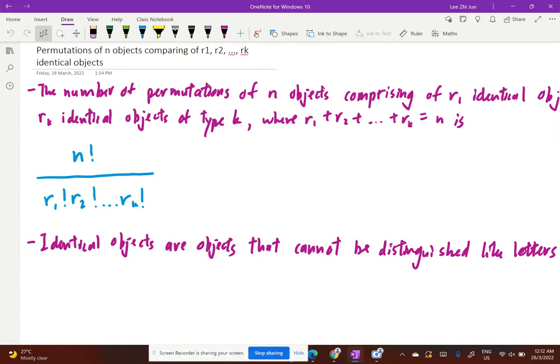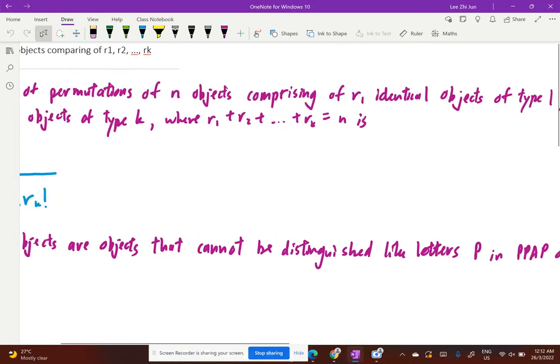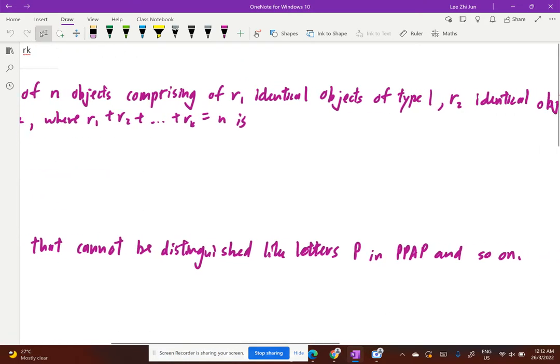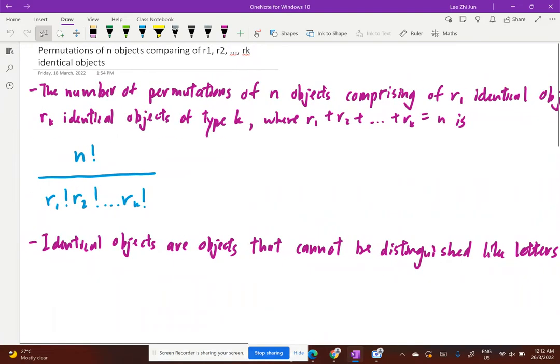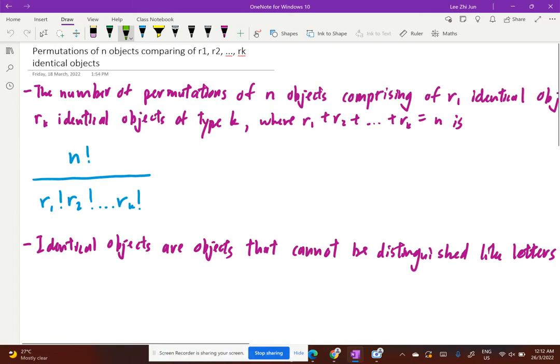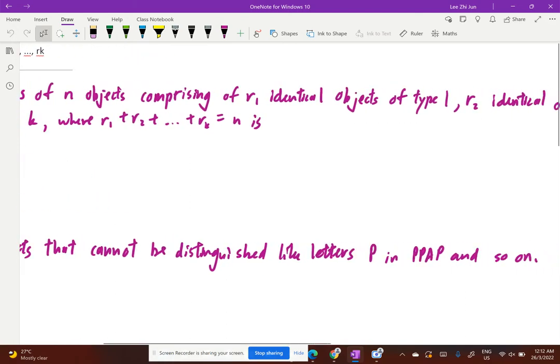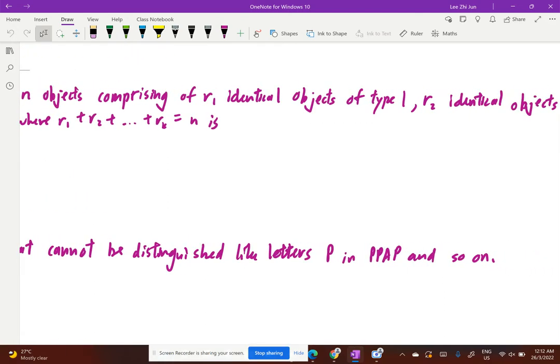The number of permutations of n objects comprising r1 identical objects of type 1, r2 identical objects of type 2, and so on until rk identical objects of type k, where r1 plus r2 plus and so on plus rk equals n, will be n factorial divided by r1 factorial, r2 factorial, up to rk factorial. Identical objects are objects that cannot be distinguished, like the P in PPAP.